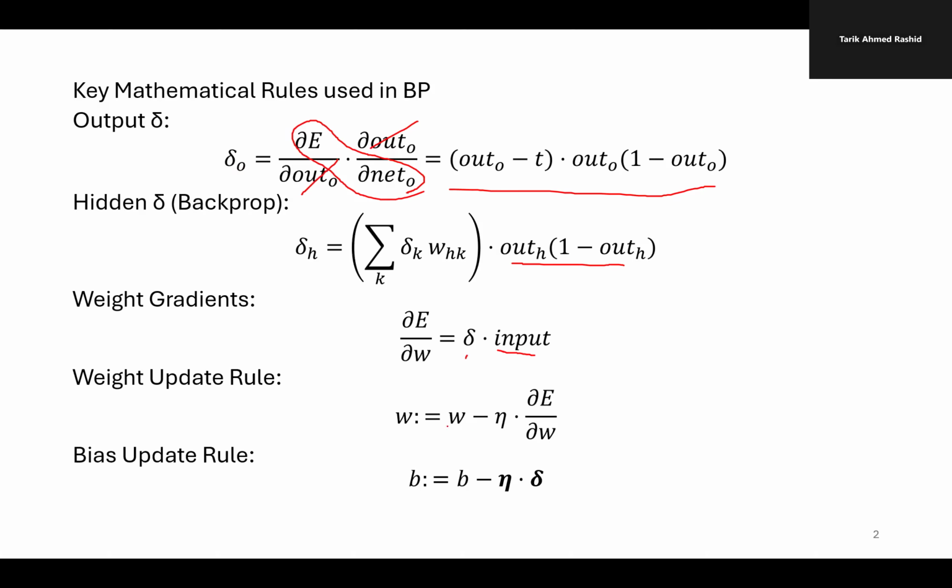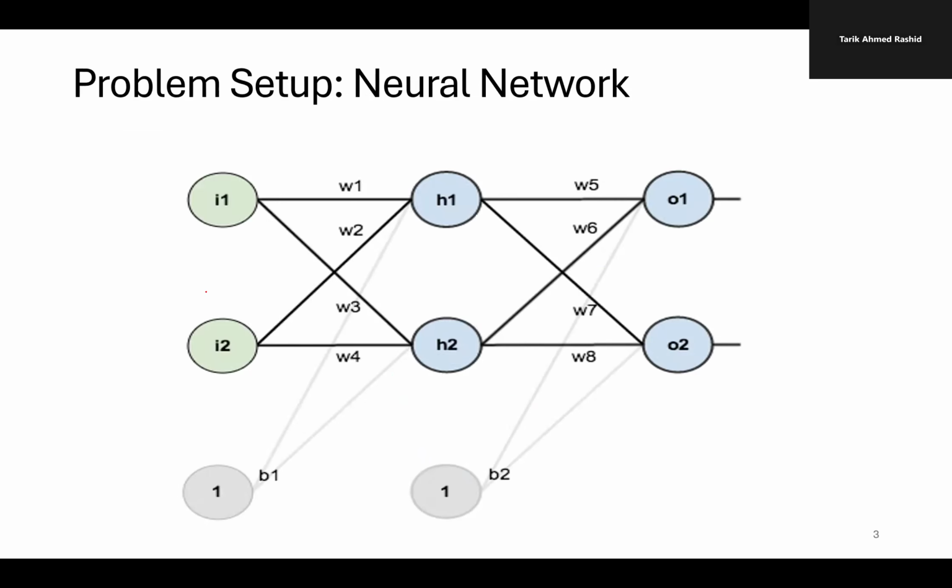Now, to update the weights, the new weight is the old weight minus the learning rate, which is a parameter between 0 and 1, multiplied by delta E over delta W. For the bias connections, again, the new bias is the old bias minus the learning rate multiplied by delta. So that's the basic calculation, and we come to this problem.